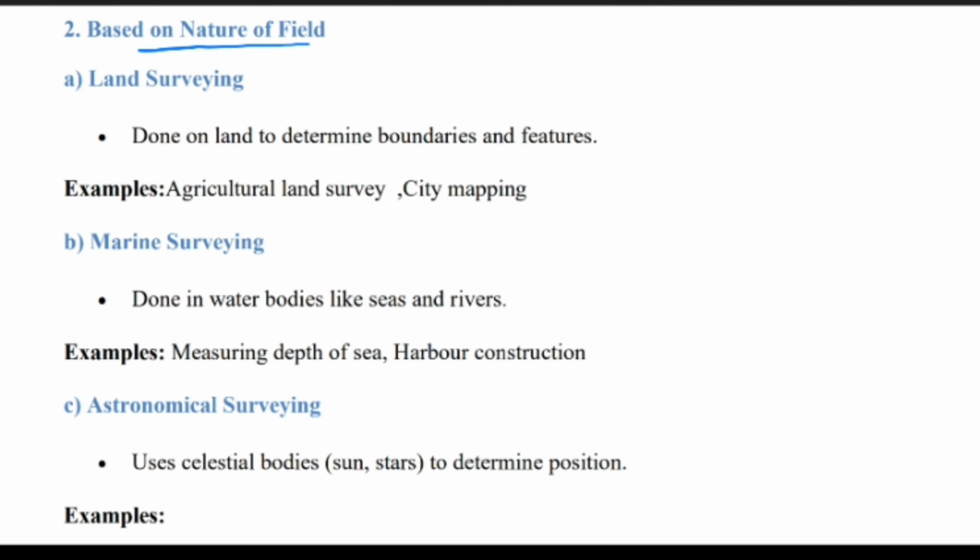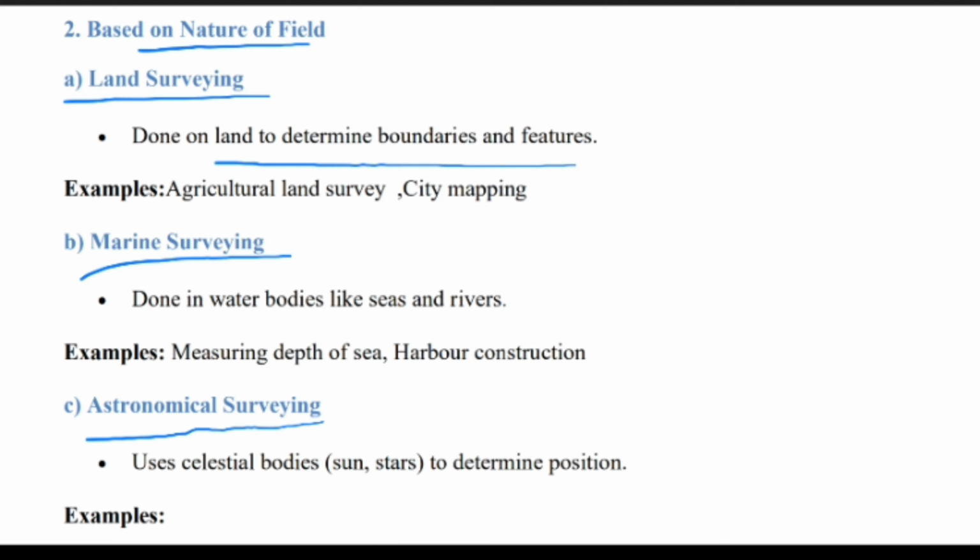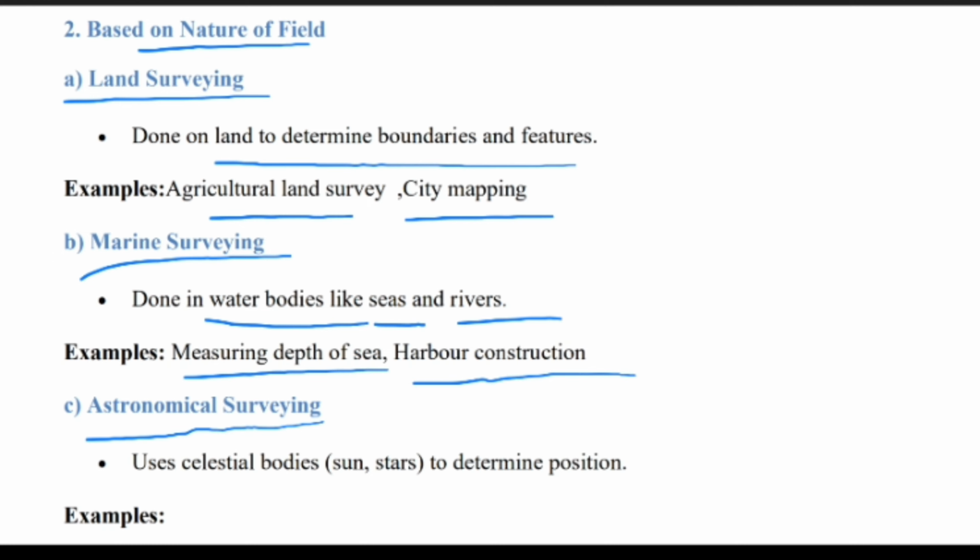Based on the nature of the field, we can classify land surveying, marine surveying and astronomical surveying. Land surveying determines the boundaries and features of the land, for example agricultural land and city maps. Marine surveying deals with water bodies, sea and rivers, for example measurement of depth. Astronomical surveying deals with the sun and stars, and we can determine their position.